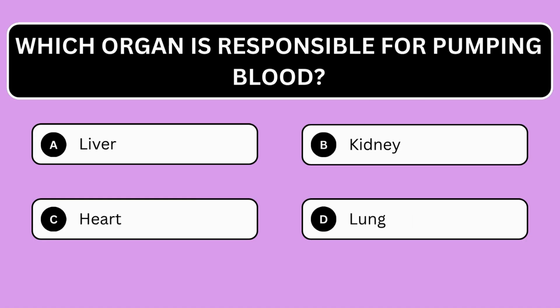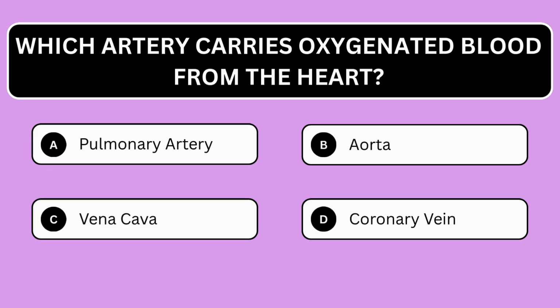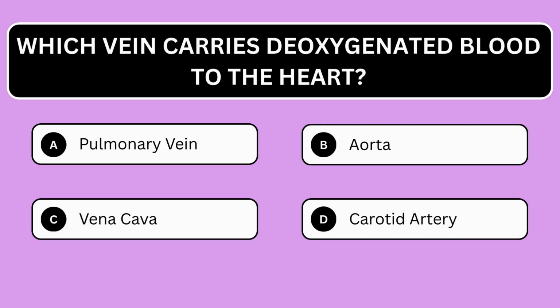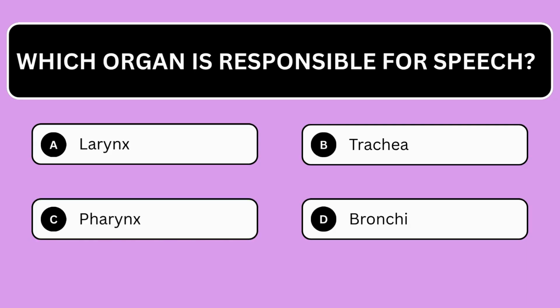Which organ is responsible for pumping blood throughout the body? Which is the largest artery in the human body? Which vein carries deoxygenated blood back to the heart? Which organ is responsible for producing sound during speech?